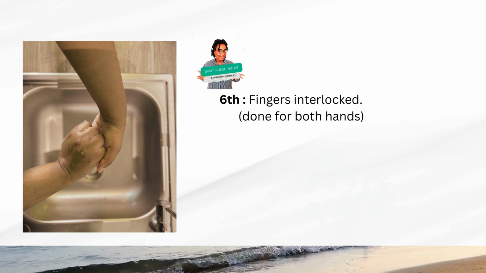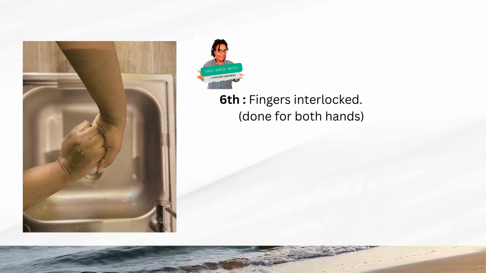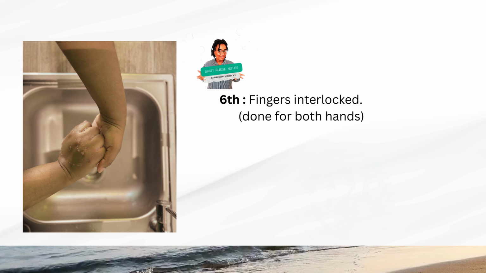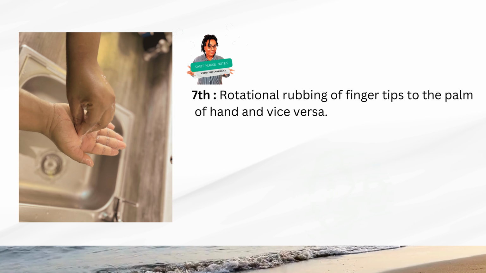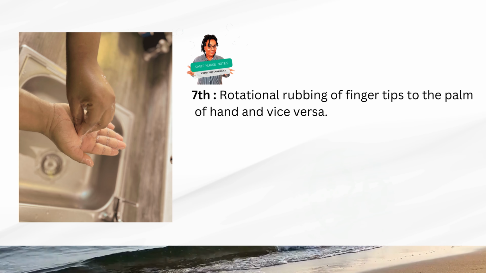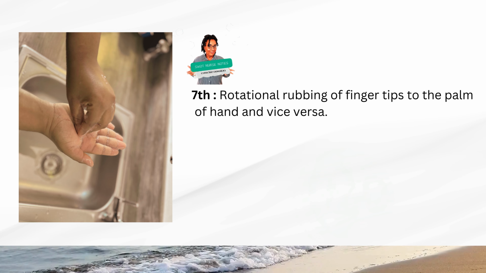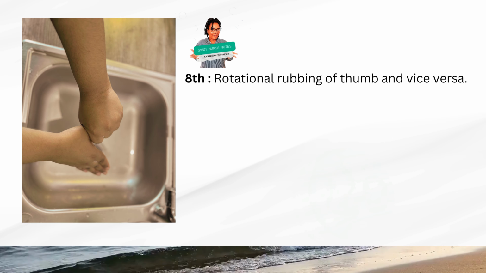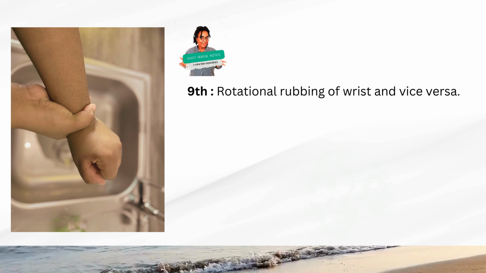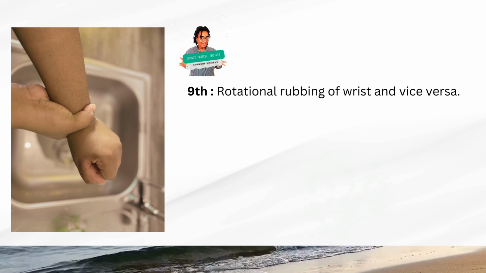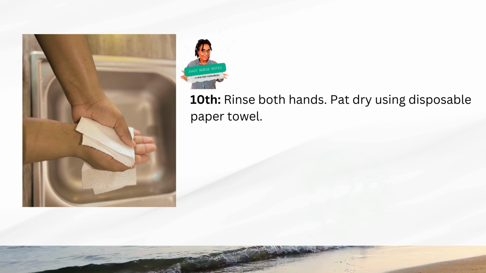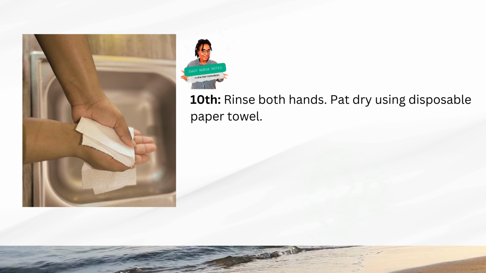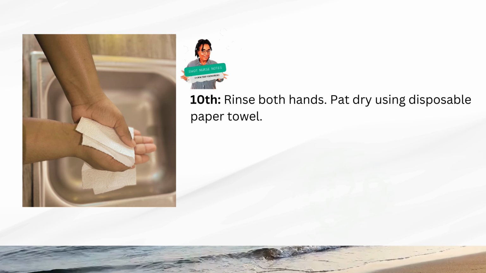Sixth, interlock fingers of both hands. Rub the backs of your fingers to your opposing palms with your fingers interlocked. Seventh, rotational rubbing of fingertips to the palm of the hand and vice versa. Eighth, rotational rubbing of thumb and vice versa. Ninth, rotational rubbing of wrist and vice versa. 10th, rinse both hands with running water, then pat dry using a disposable paper towel. Use a paper towel to turn the water tap off, then place it in a domestic bin.